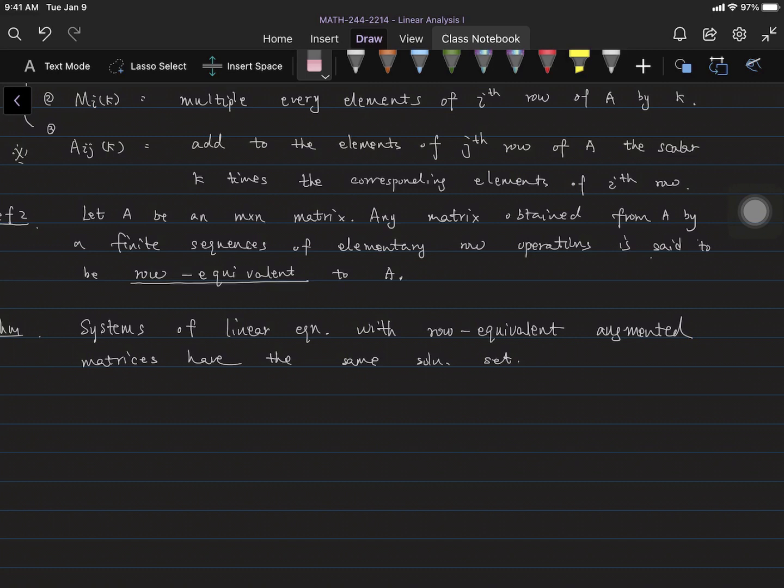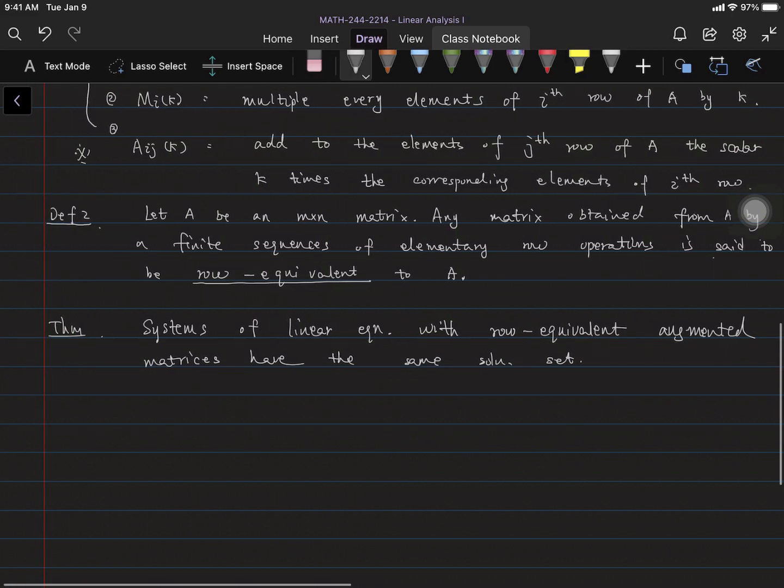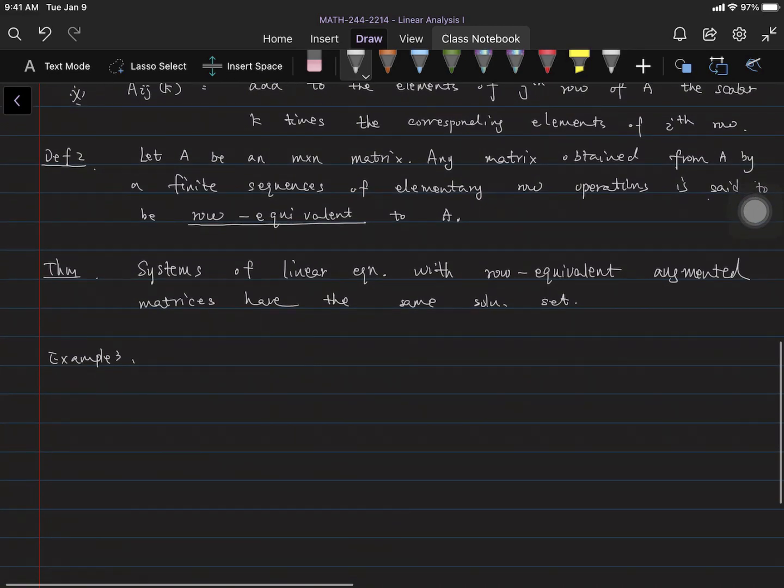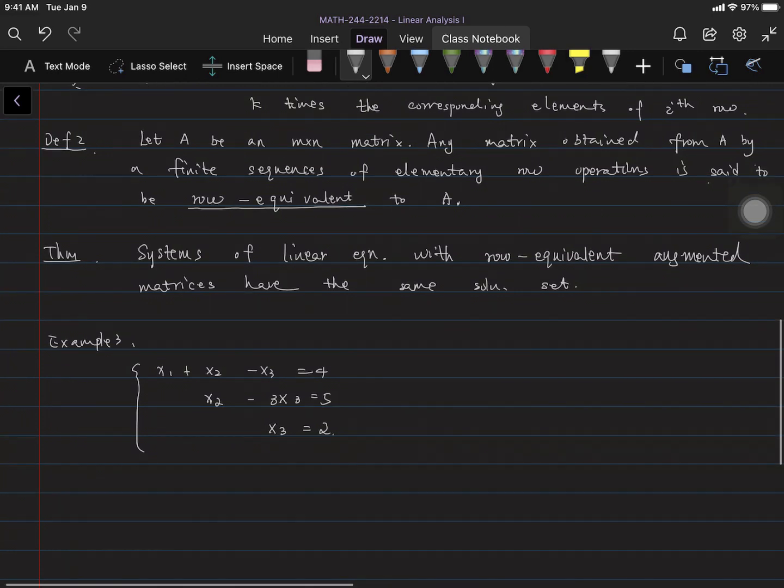Now let's take a look at example 3. Let's take a look at this linear system. This is an easy one, but this gives us some idea for the future of how to solve a linear system. It gives us the method.